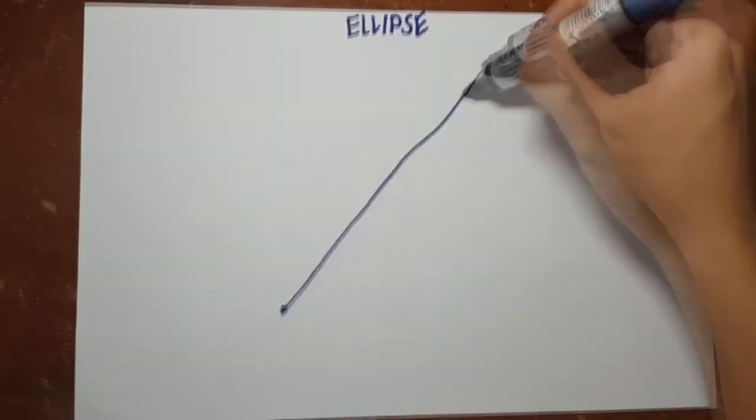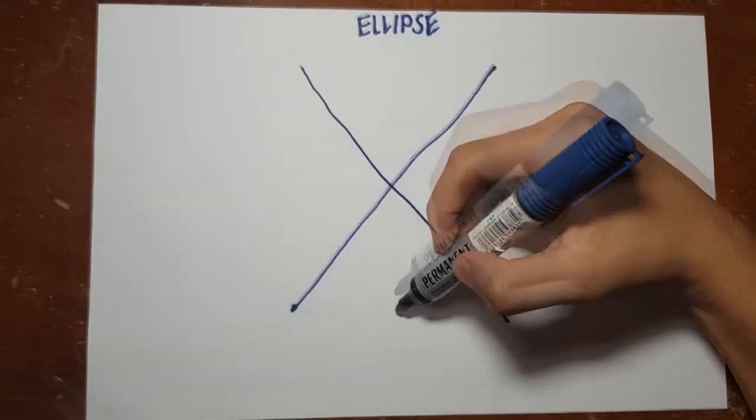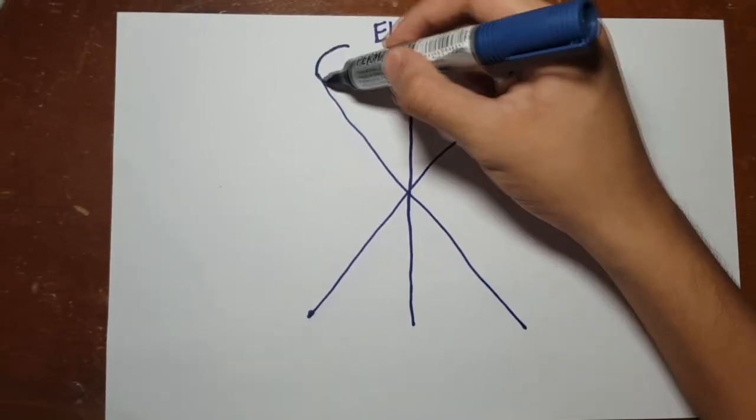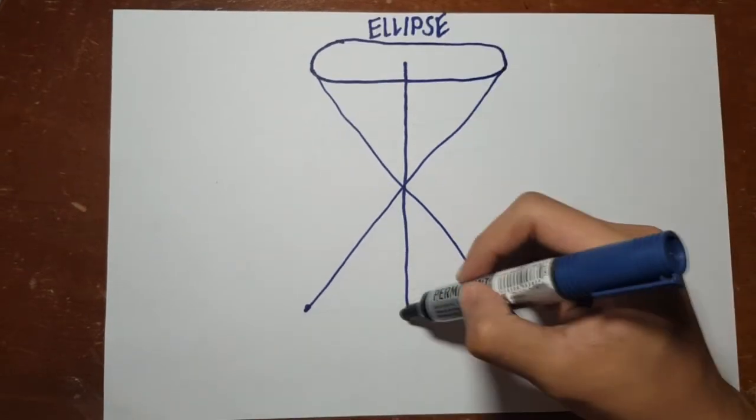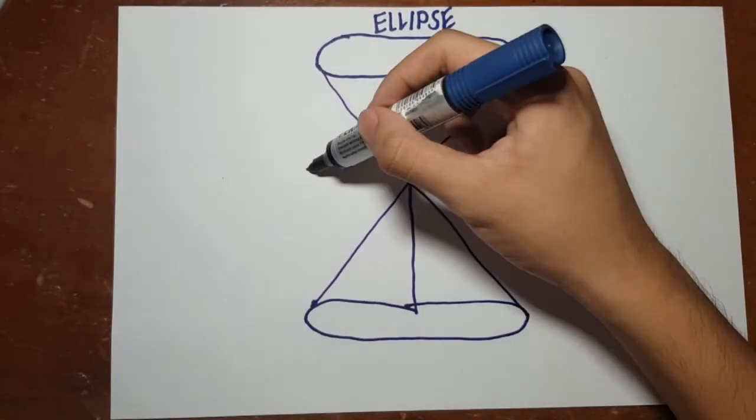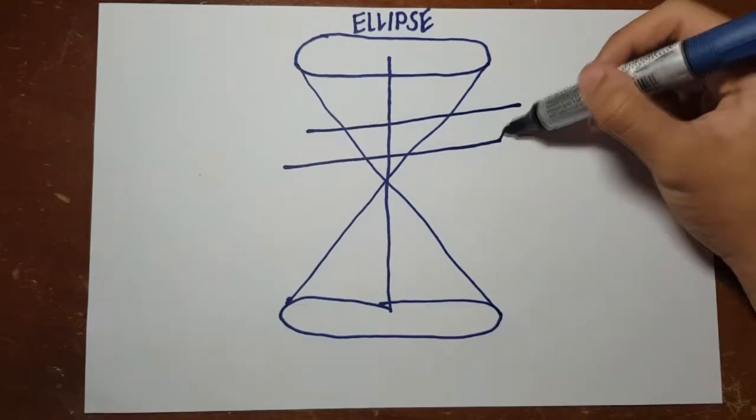Hey, I'm John and I'll be talking about the ellipse. An ellipse, as a conic section, is generated when the plane cuts the cone at a slanted angle. The angle created by the plane must be greater than the angle between the central axis and the generator.